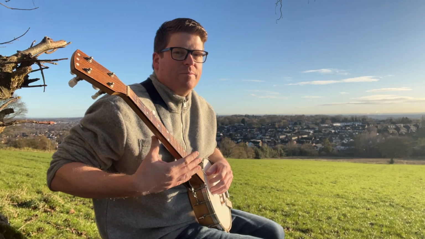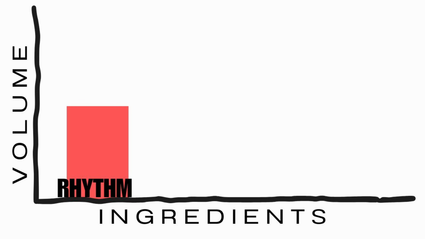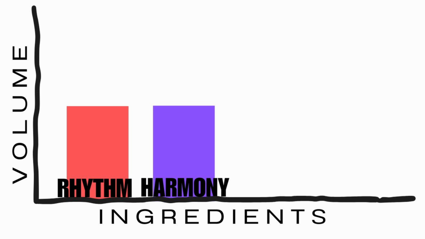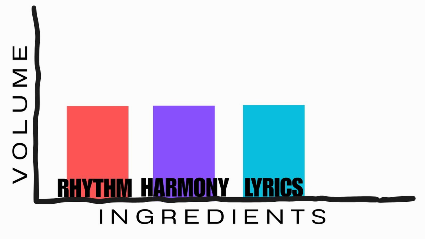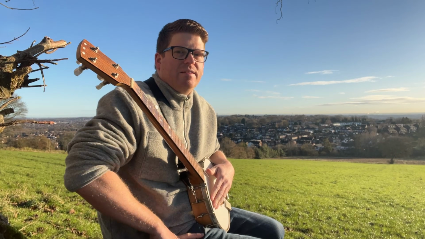To explain this, I'll put a table on the screen now, and on the table you can see on the bottom we've got the ingredients or the elements, and on the left you've got volume. So you could say on the left that's dynamics, but we've just put volume just to keep it fairly straightforward. And we'll put the elements on the chart. So the first element is the rhythm, and then you've got the harmony, and then we'll include the lyrics and the melody.